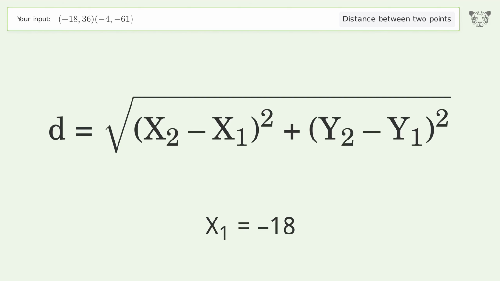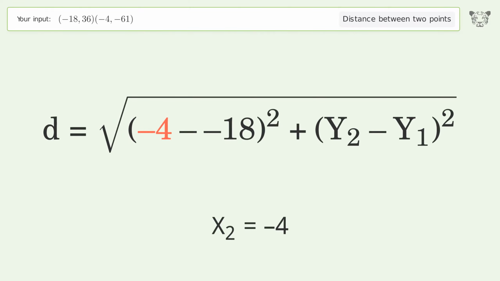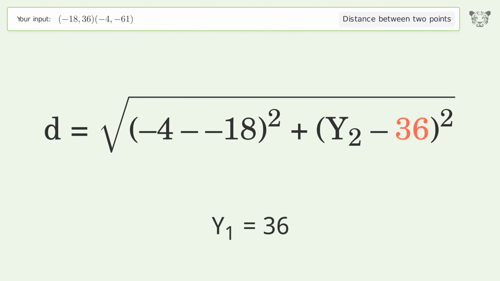x1 equals -18. x2 equals -4. y1 equals 36. y2 equals -61.